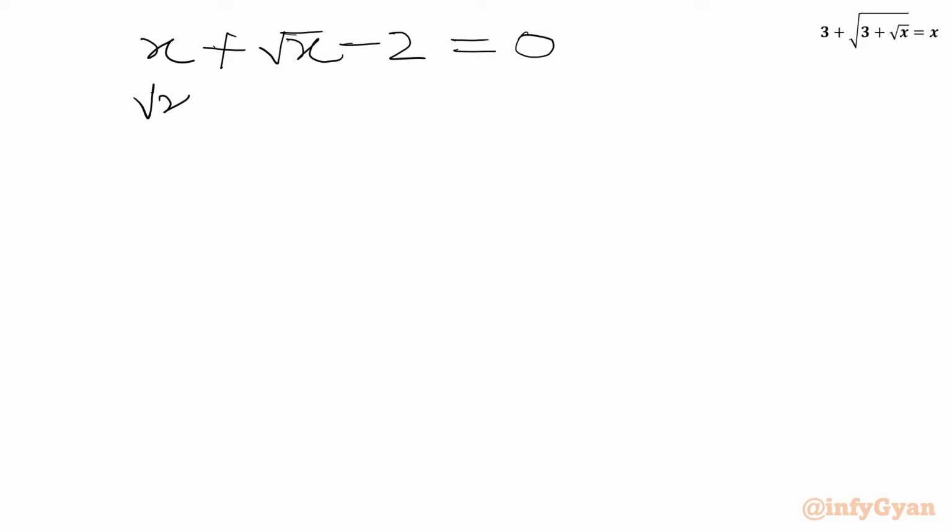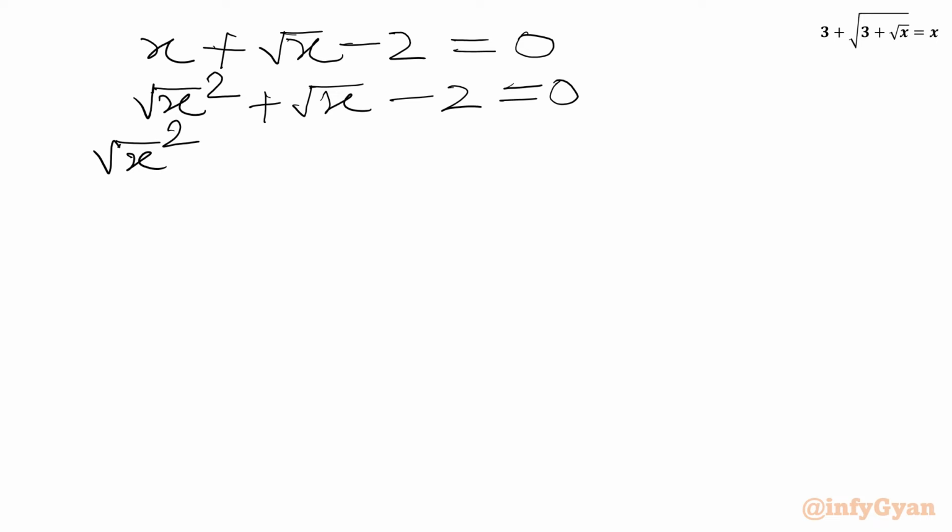Let me write here x plus root x minus 2 equal to 0. In place of x, we can write (square root x) whole square plus square root x minus 2 equal to 0. So this is again a quadratic equation in root x. We can use the method of factorization also. So I can write here (square root x) square, and 1 root x I will be writing as 2 root x minus 1 root x, or root x minus 2 equal to 0.